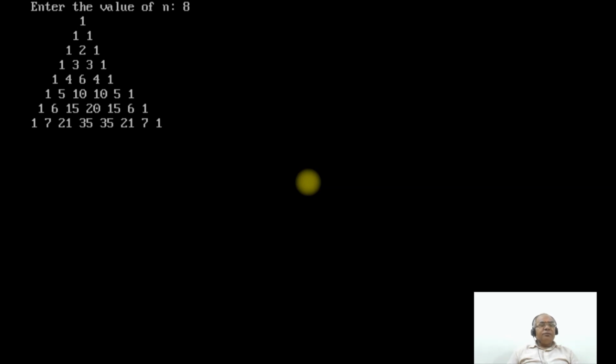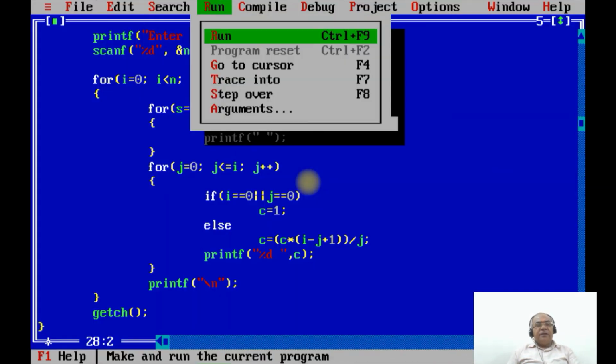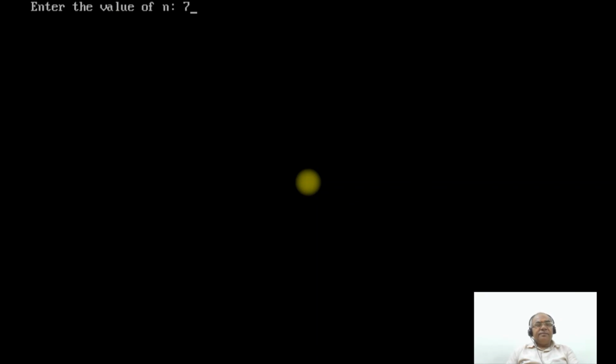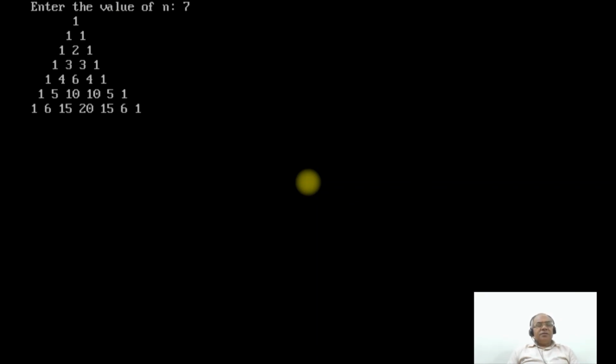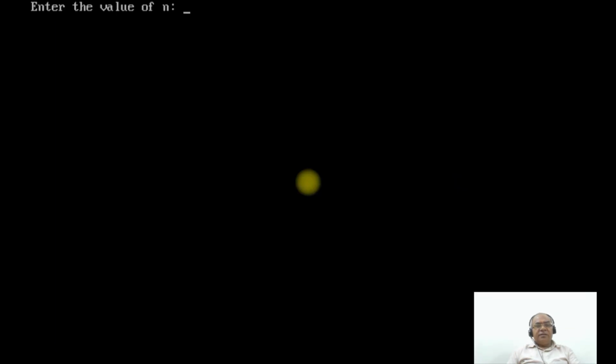Again, if you go to the next previous one, you have 1 plus 4 becomes 5, 4 plus 6 becomes 10, 6 plus 4 becomes 10, 4 plus 1 becomes 5. Similarly, this is the pattern you are going to get. Suppose I run for the number of terms as 7, you are going to get it like this. Similarly, if you want to run it for 6, the last row will be 1 plus 4 becomes 5, 4 plus 6 becomes 10, 6 plus 4 becomes 10, 4 plus 1 becomes 5. So this is how the Pascal triangle will run.